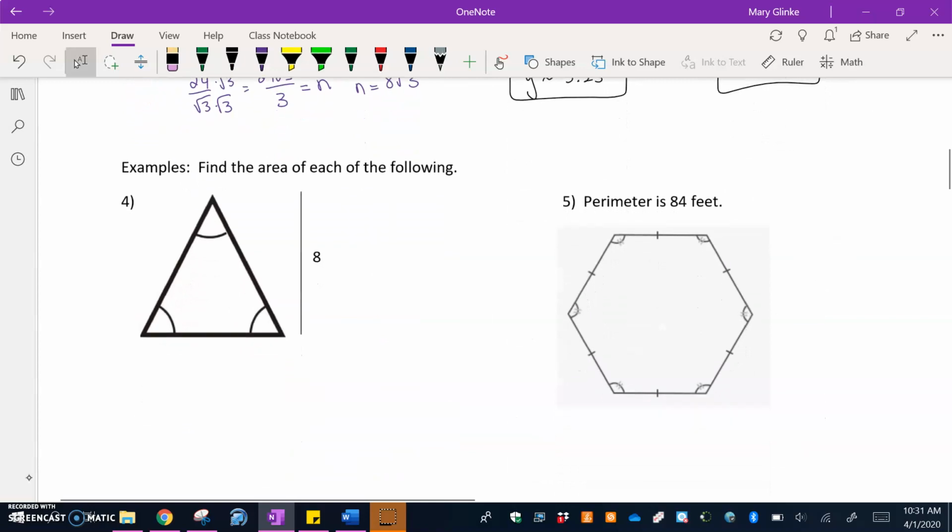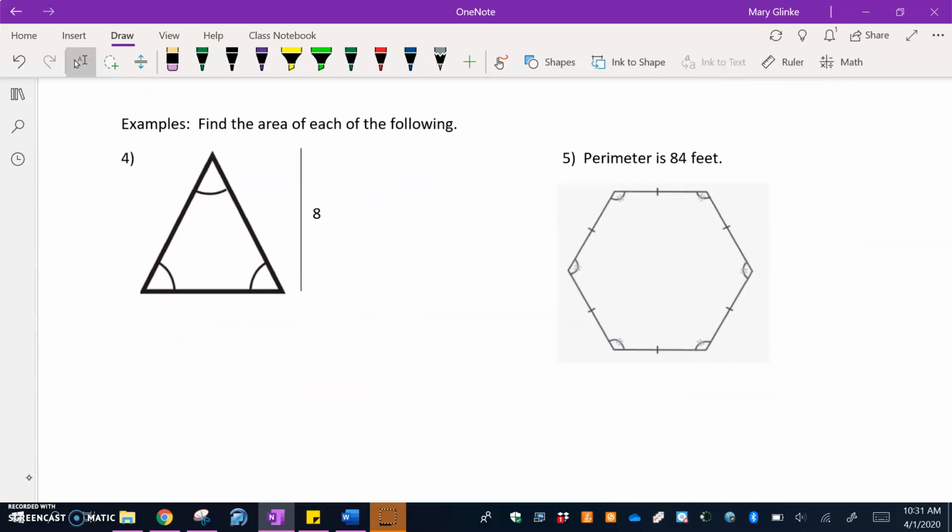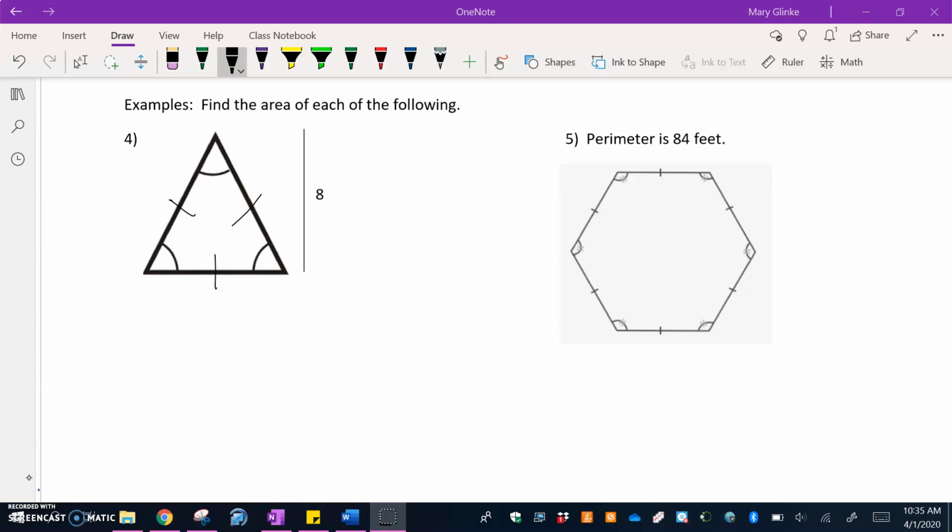So now we're going to look at some figures here. 4 and 5 are both regular polygons because all of the angles are congruent and all of the sides would be congruent, especially for number 4 because all of the angles then would be 60 degrees. So for number 4, to find the area of this triangle, I can either do base times height divided by 2, or I could do s squared root 3 over 4 since it's equilateral. It all depends on what I'm given in the problem.